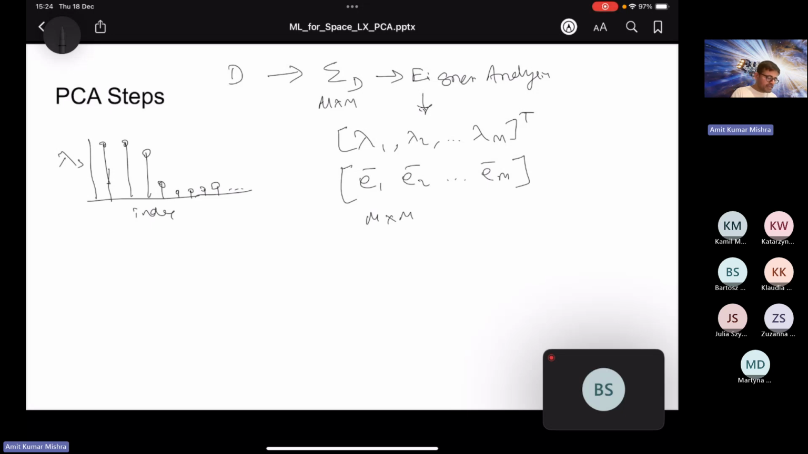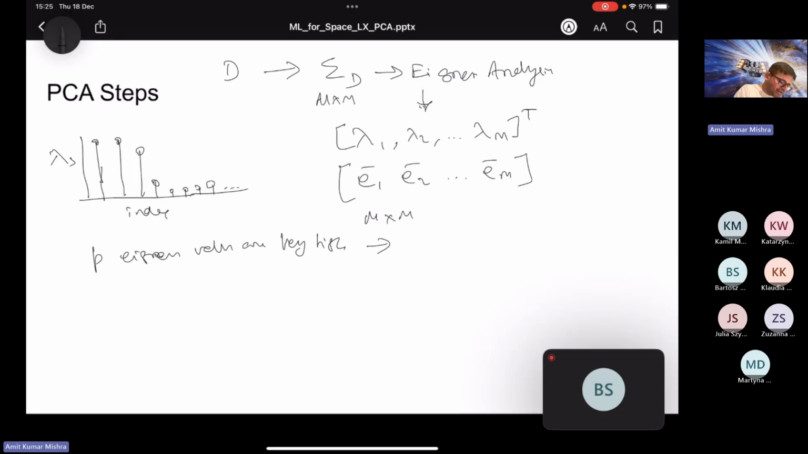What we can do is you choose, okay, let's replace k with, sorry, 10 with, let's say p eigenvalues that are very high. Then you pick up p, the first p eigenvectors. So you make E matrix in which E1, E2, and EP. So you pick P eigenvectors and stack them together to make this E matrix. It's also called PCA matrix.